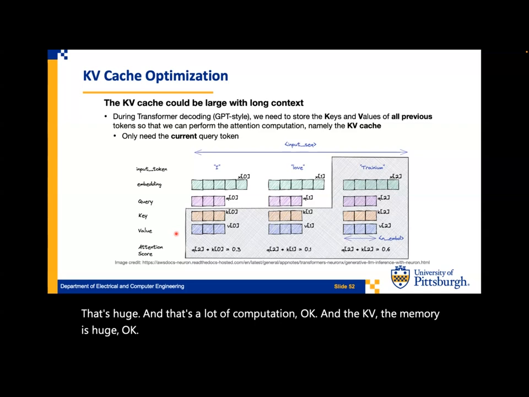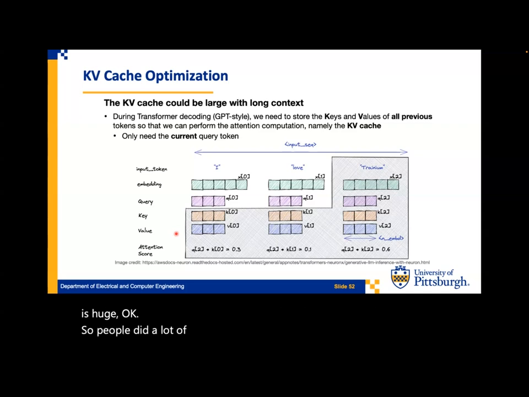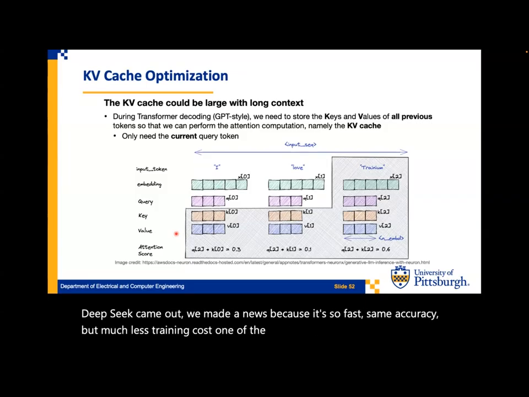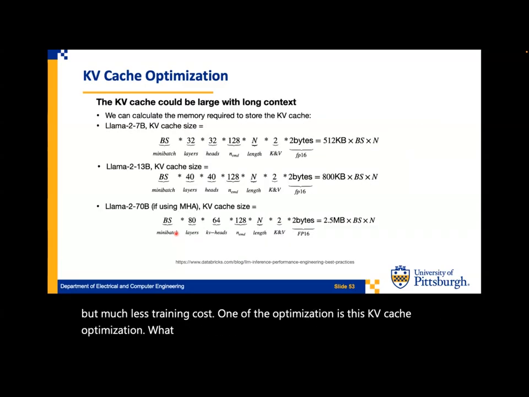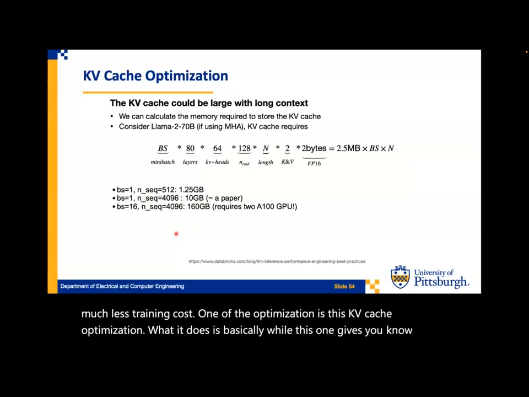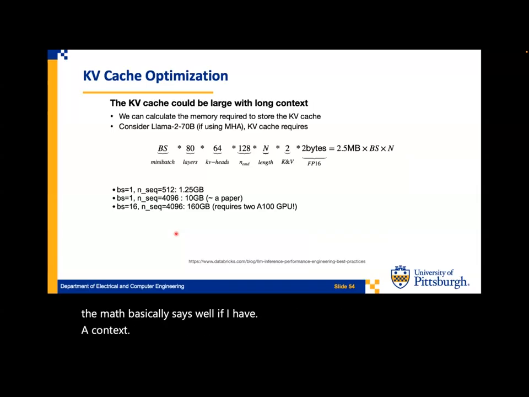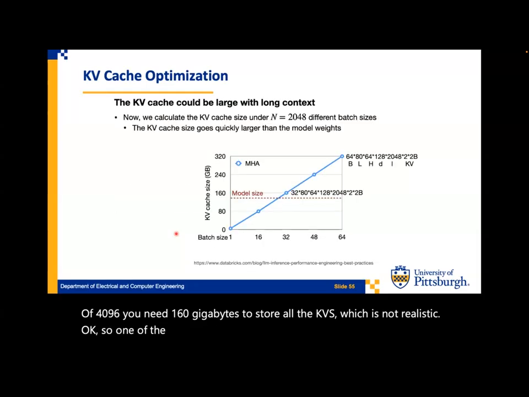So people did a lot of optimization. Actually, remember when DeepSeek first came out, it made the news because it's so fast, with the same accuracy but much less training cost. One of the optimizations is this KV cache optimization. This slide gives you all the math. Basically, it says that if I have a context of 4096, you need 160 gigabytes to store all the KVs, which is not realistic. So one of the things DeepSeek optimized is multi-head attention.